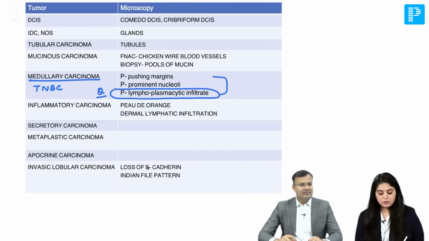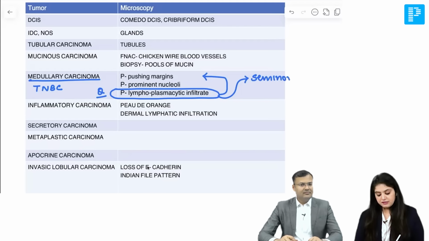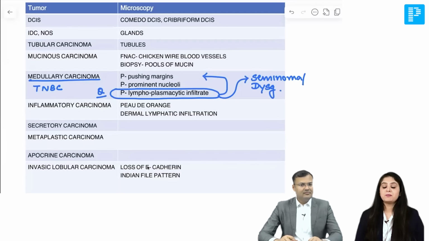If they tell you about breast cancer which shows lots of lymphocytes and plasma cells, it is medullary carcinoma breast. If they ask you to name a genital or reproductive organ tumor where you see a lot of lymphocytes and plasma cells, if they're asking about testes, it is seminoma, and if they're asking about ovaries, it is dysgerminoma.